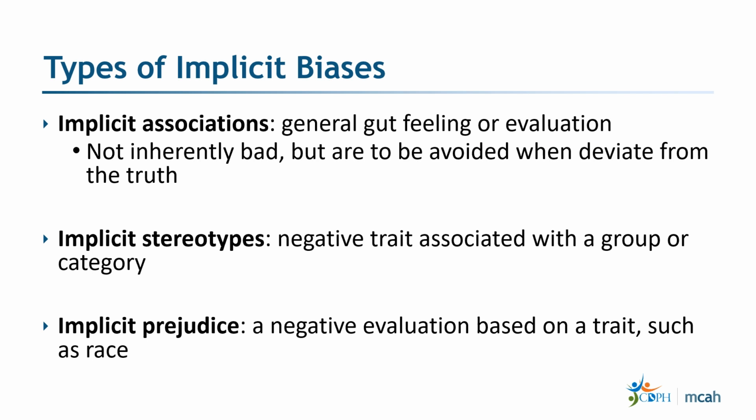Implicit stereotypes are based on a trait associated with a group or category. Women are emotional, or gay men are effeminate. They cannot be based in fact because they overgeneralize to all members of that group.